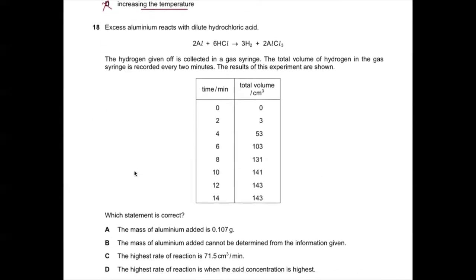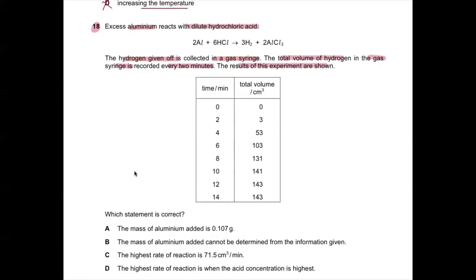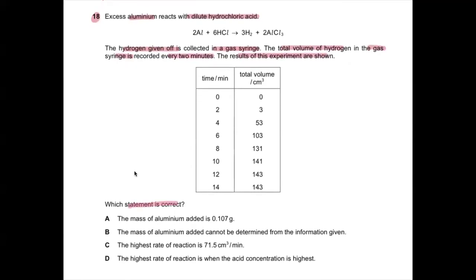Now, MCQ number 18. Excess aluminium reacts with dilute hydrochloric acid. The hydrogen given off is collected in a gas syringe. The total volume of hydrogen in the gas syringe is recorded every 2 minutes. The results of this experiment are shown. Which statement is correct? Excess aluminium is reacted.